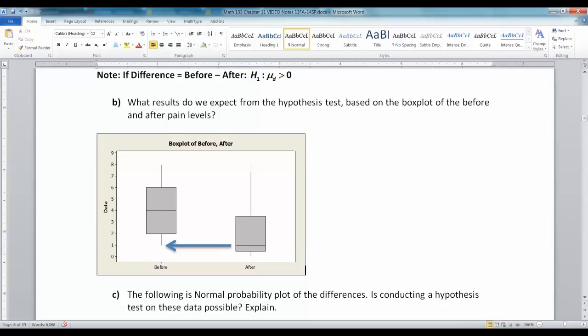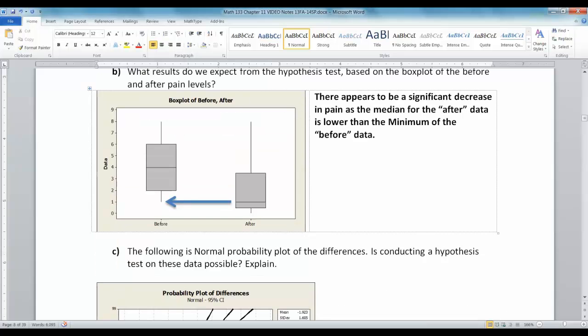Look, this middle bar of that gray box, that's the median, right? So the median for after, that means 50% of the after data is below, look, the minimum of before, right? So 50% of the people have moved down and are below what the lowest value was for pain before. Low, right? Okay, so let me write that up. Hold on one sec. There we go.